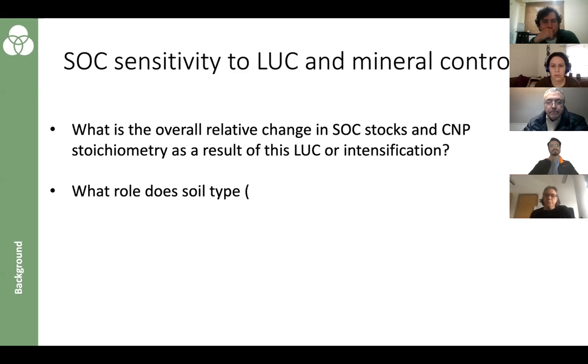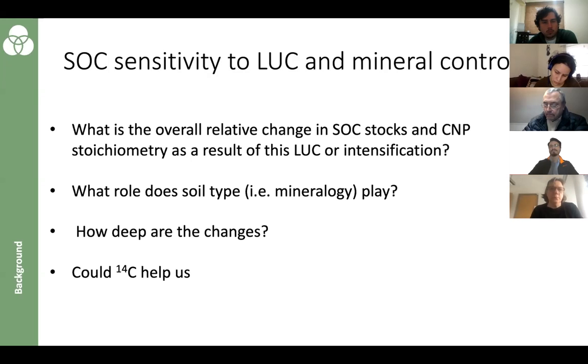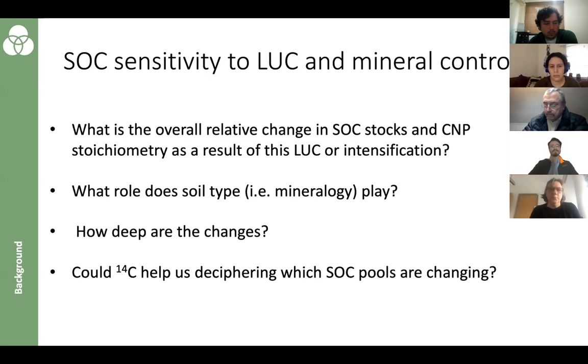So the questions we want to ask are, what is the overall relative change in soil organic carbon stocks and CNP stoichiometry as a result of this land use change or land use intensification? What role do soil type and mineralogy play? And how deep are the changes that are occurring? And also an ultimate question, at the end of my talk, is, could C14 help us decipher which carbon pools are changing, or how these carbon pools at different depths and in different soil types are affected?